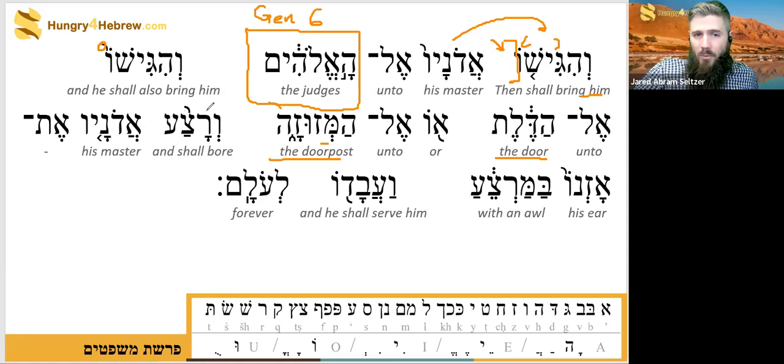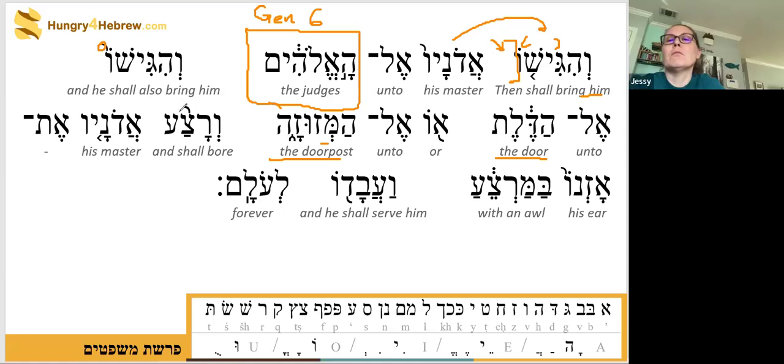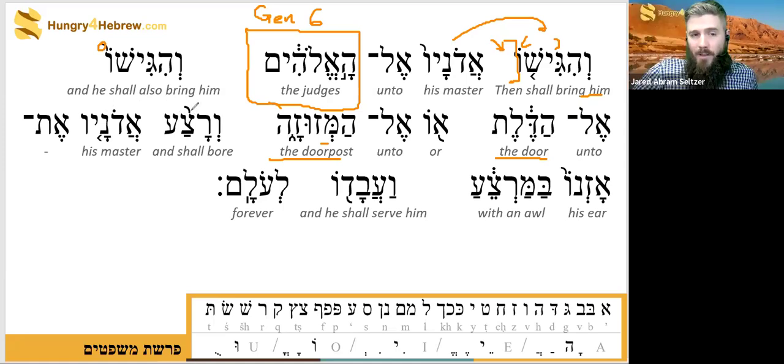Veratza, so the root ratza is to bore a hole. So, and he shall bore a hole. Who? Adonav, his master, bore what? Et ozno. I was so happy, Aziz, that you read this with kamatz katan. Excellent. We know that ozen has an O in it. So therefore, ozno should also have an O in it. Boom, there it is.